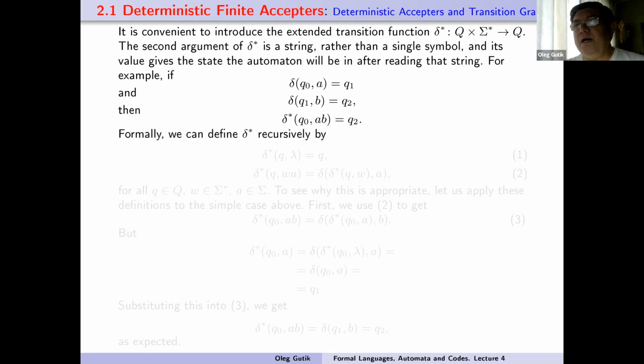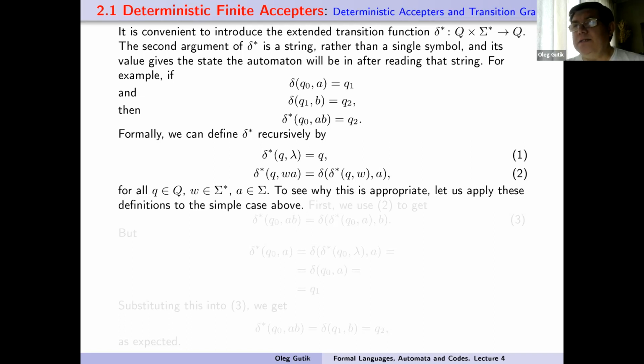Formally, we define the transition function delta star recursively by the following formulas. The first formula: delta star of Q, lambda is equal to Q. The second: delta star of Q, WA is equal to delta of delta star of Q, W, A for all Q from Q capital, for any string W from sigma star and any symbol A from sigma.